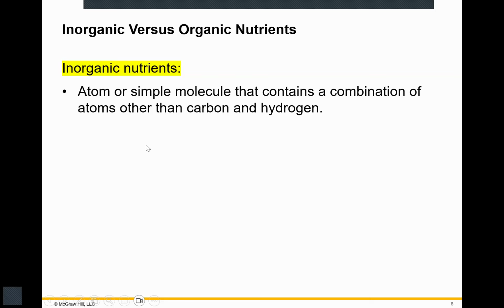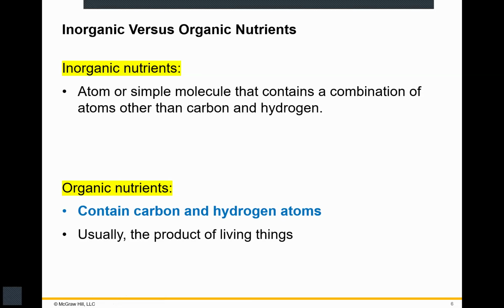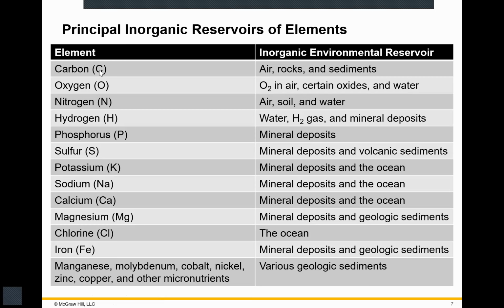Now, microbes can obtain these essential nutrients, whether macro or micro, from inorganic sources or organic nutrient sources. And there are various components to this. So carbon, oxygen, nitrogen, all these different elemental sources can be obtained from inorganic environmental reservoirs. For example, carbon can be obtained from the air through carbon dioxide, from rocks, from sediment. Hydrogen can be obtained through water or hydrogen gas.